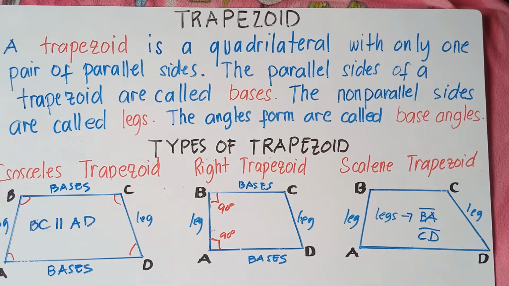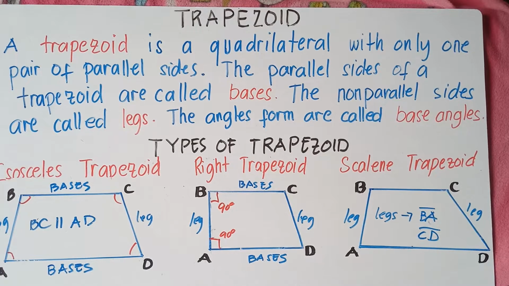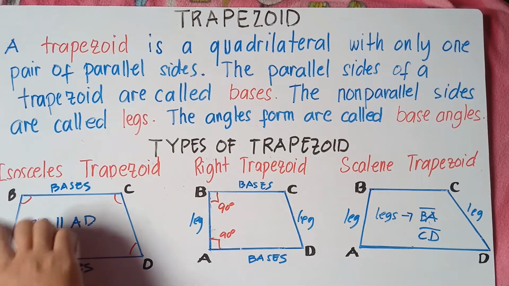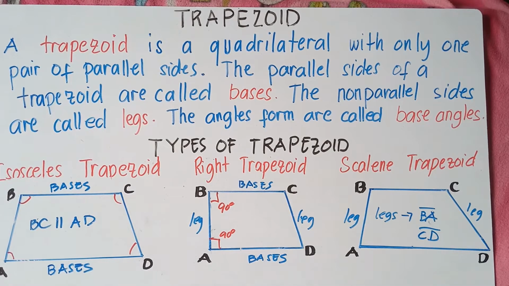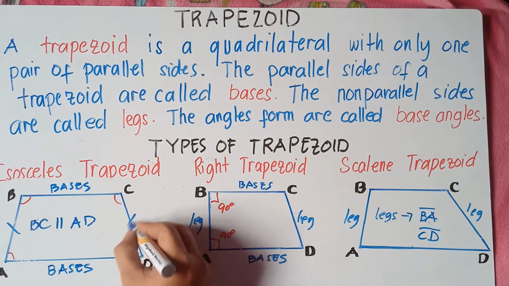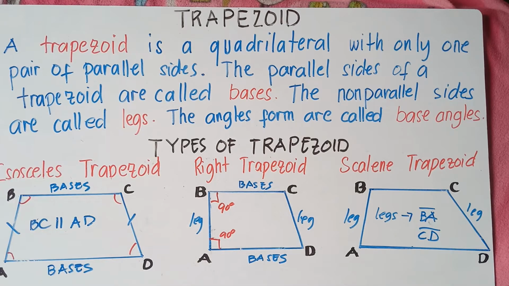Now, we do have types of trapezoid: isosceles, right, and scalene. Let's talk first about the isosceles trapezoid. In an isosceles trapezoid, from the word isosceles, it means that two sides are congruent. So side BA is congruent to side CD. Do not forget about that.